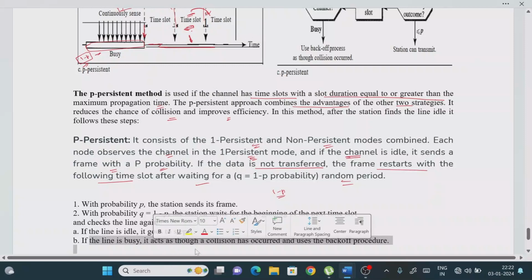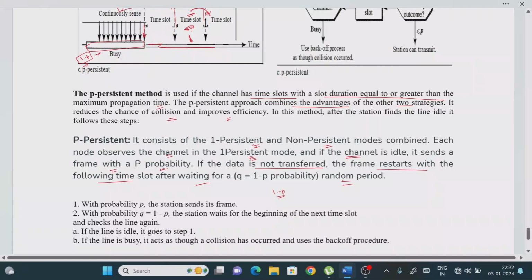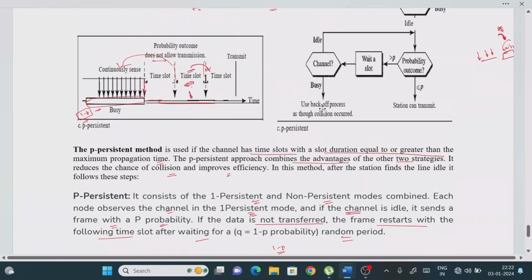If the line is busy, it acts as though a collision has occurred, and it uses the backoff procedure. As we explained in the Aloha protocol, that backoff procedure is what it is going to use here, right? I hope you understand. Thank you.